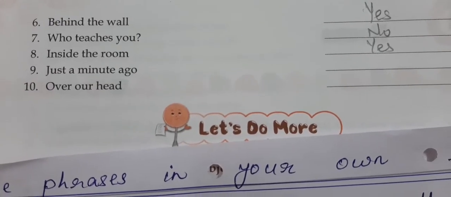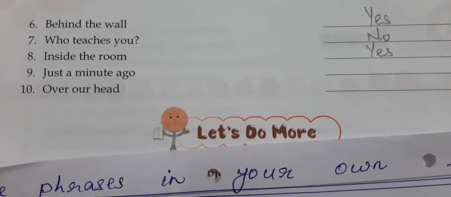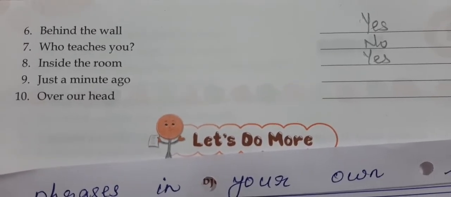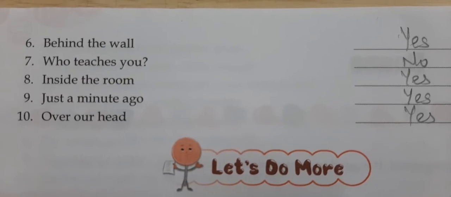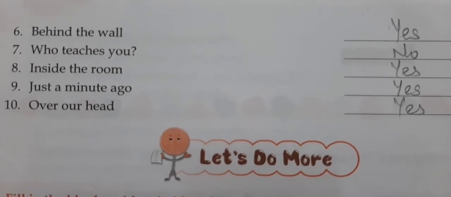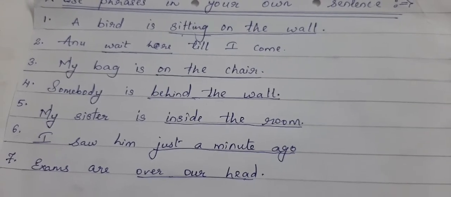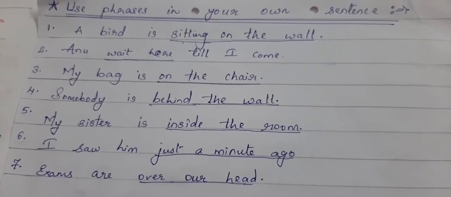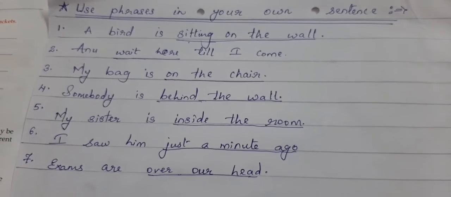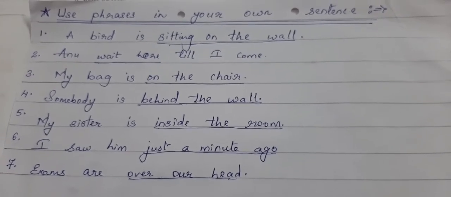Yes. Now just a minute ago. What is it? It's a phrase. And next we have over our head, which is also a phrase. Let's frame sentences for them. I saw him just a minute ago. And exams are over our head. So in this manner, we have completed all the 3 exercises.